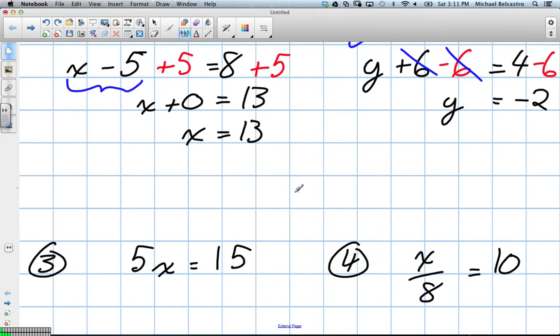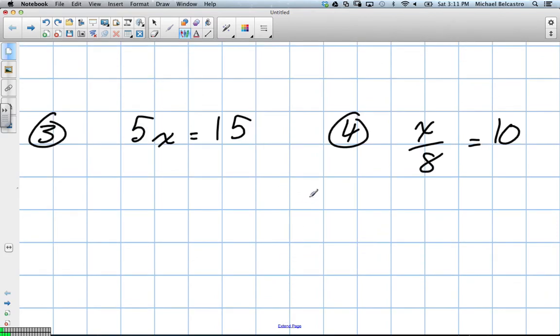Good. Okay. Now, 2 other operations. This is 5 multiplied by x. Now, again, the same idea is a cancel out idea, but in this case, we're actually going to be creating ones. So what would be the opposite operation of multiplication? Division.